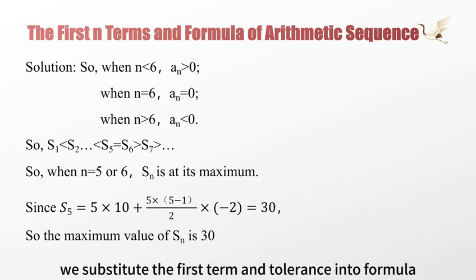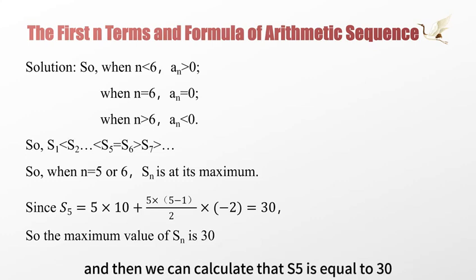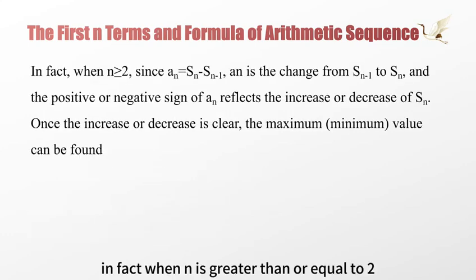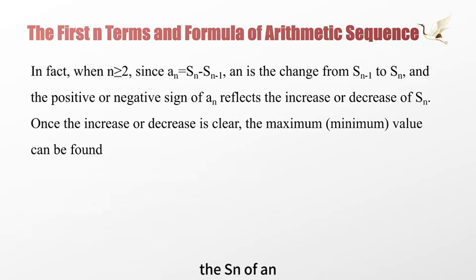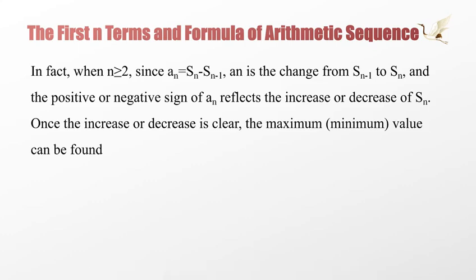We substitute the first term and common difference into Formula 2 for the sum of the first n terms of the arithmetic sequence, and then we can calculate that S5 is equal to 30. So the maximum value of Sn is 30. In fact, when n is greater than or equal to 2, since an is equal to Sn minus S(n-1), an is the amount of change from S(n-1) to Sn. The sign of an reflects the increase or decrease of Sn, and the maximum or minimum value is found.